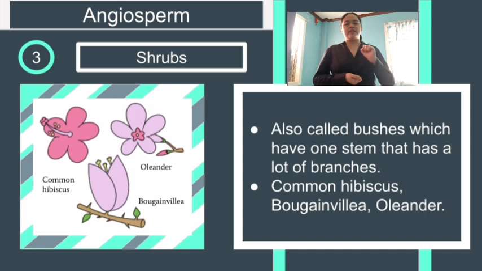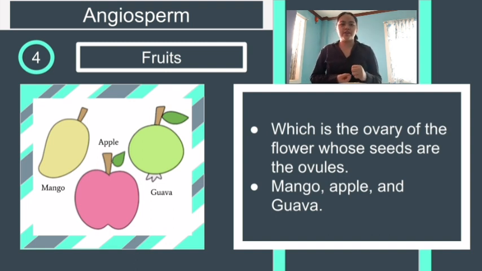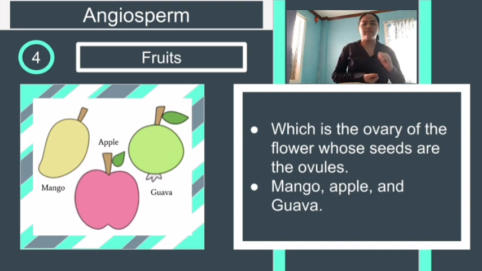Let's proceed to the third one, which is the shrubs, also called bushes, which have one stem with a lot of branches. Within this plant, there are plenty or clusters of flowers. For example, common hibiscus, bougainvillea, and oleander that can be found everywhere, especially on the road. To the fourth one, which is the fruits, which is the ovary of the flower, whose seeds are the ovules. There are sometimes different flavors within the fruit that we consume. For example, mango is sour or sweet, apple is sweet, and guava is sometimes sour.